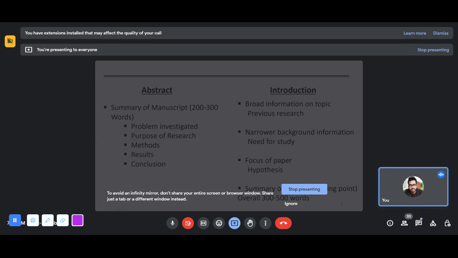But yeah, then you have to decide, you have to divide all your parts, because unless you divide, if you give all the things in your abstract and introduction, it will be difficult to convey the actual results in the result and discussion section, right?